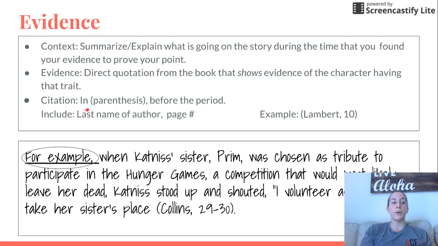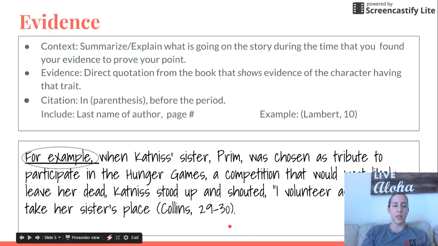And then you're going to include a citation. This is giving credit to the person who actually wrote the words in the quotation. It's going to be in parentheses before the end of the sentence, before the period, at the end of the sentence. You'll include the author's last name and the page number it came from. There's an example. If I wrote a book, it would be Lambert, 10, if the quote that you chose was from page 10. So now we can go ahead and read the example I came up with.